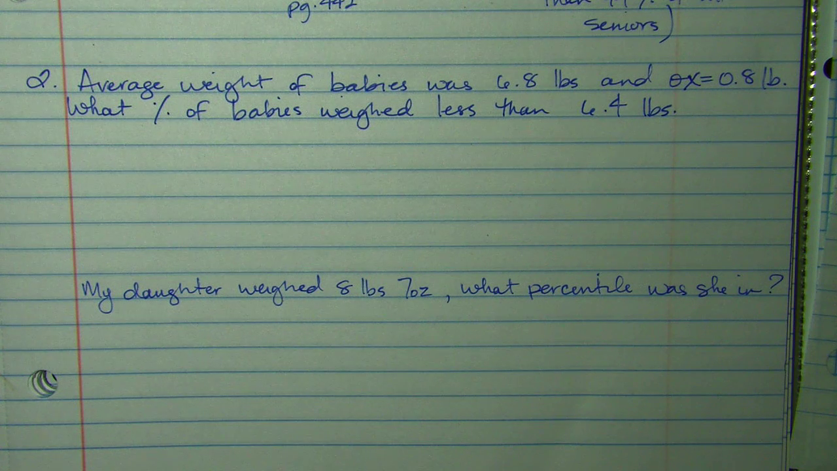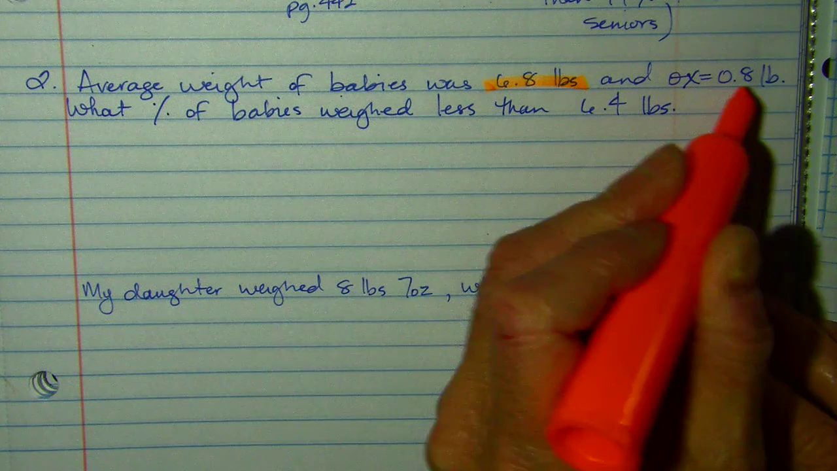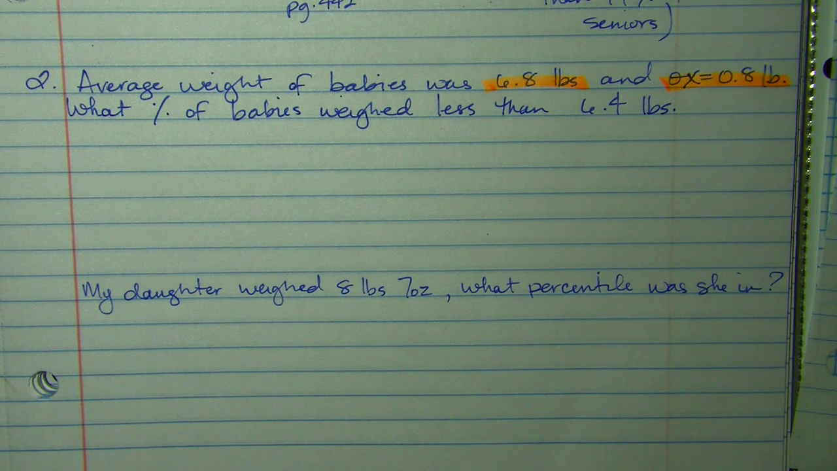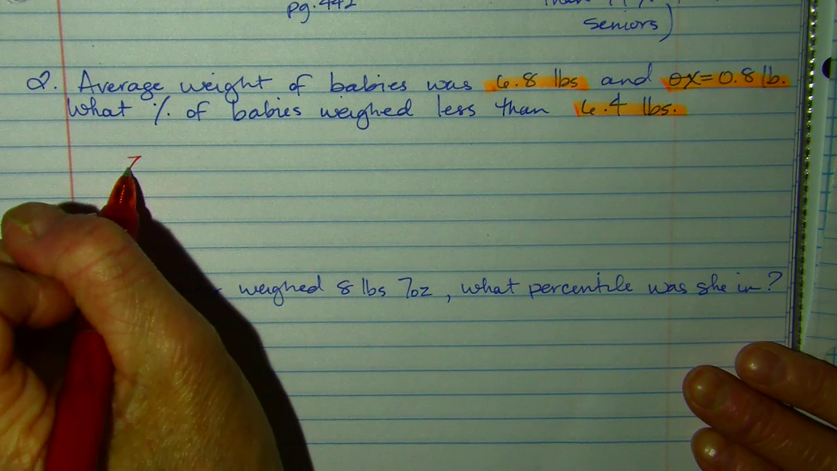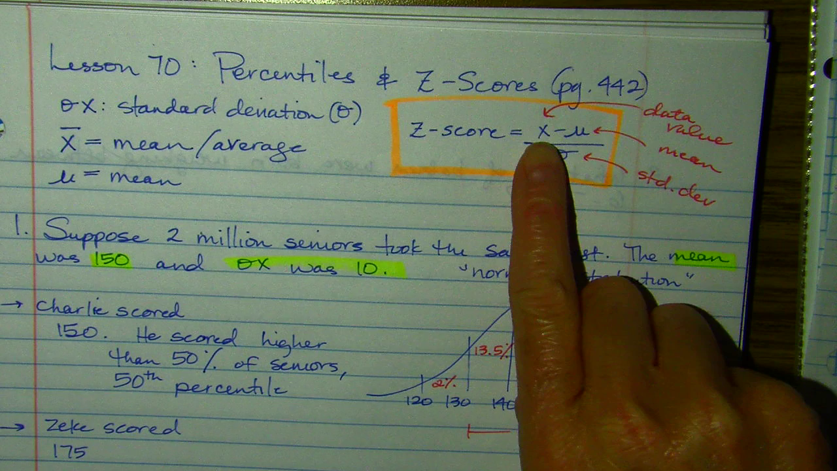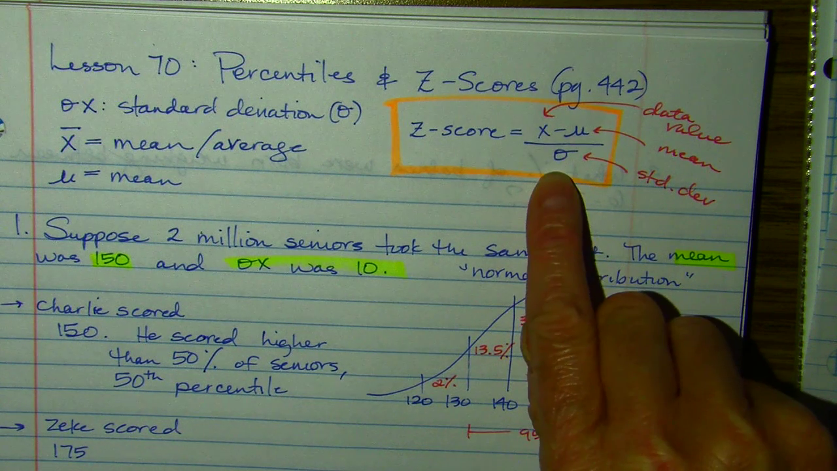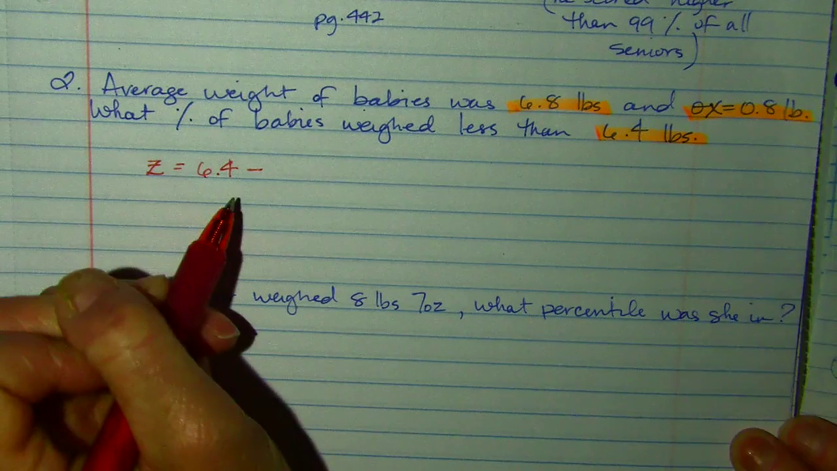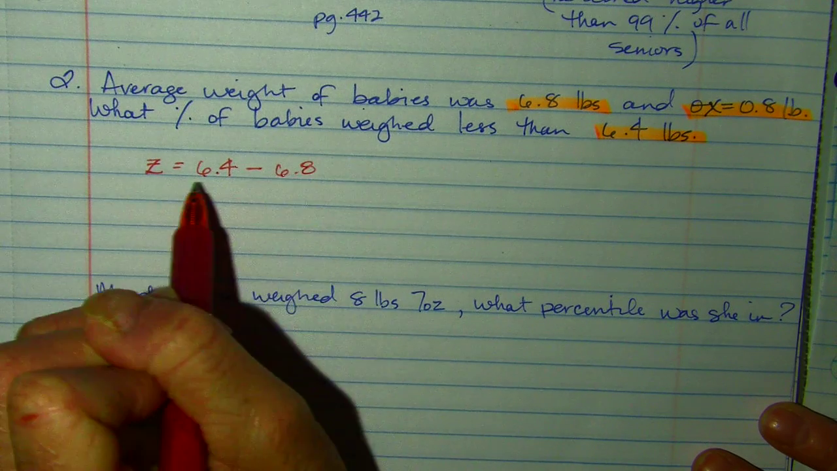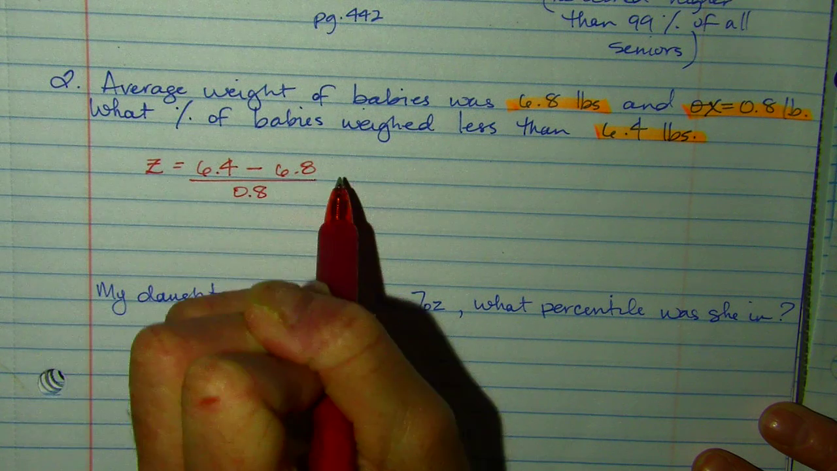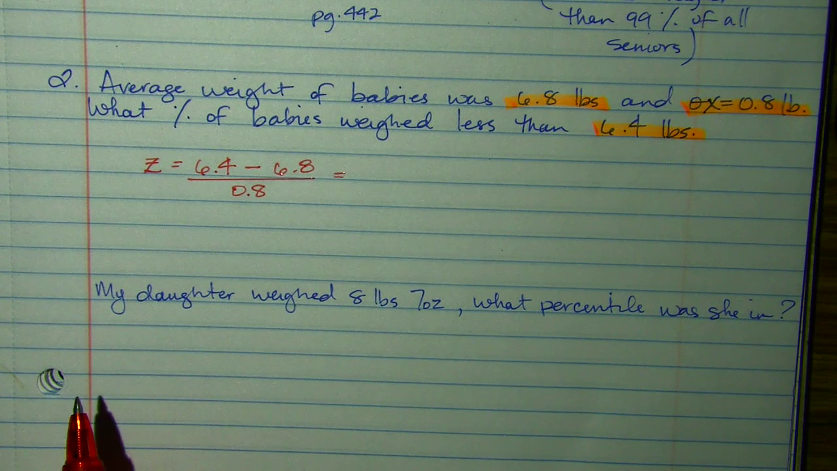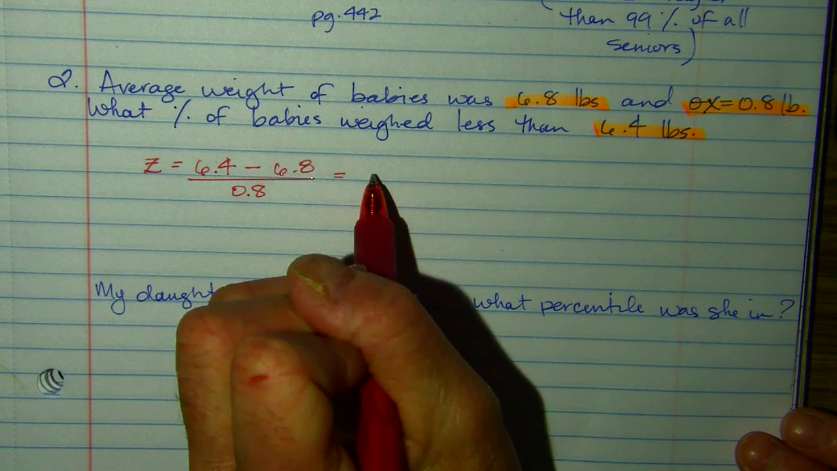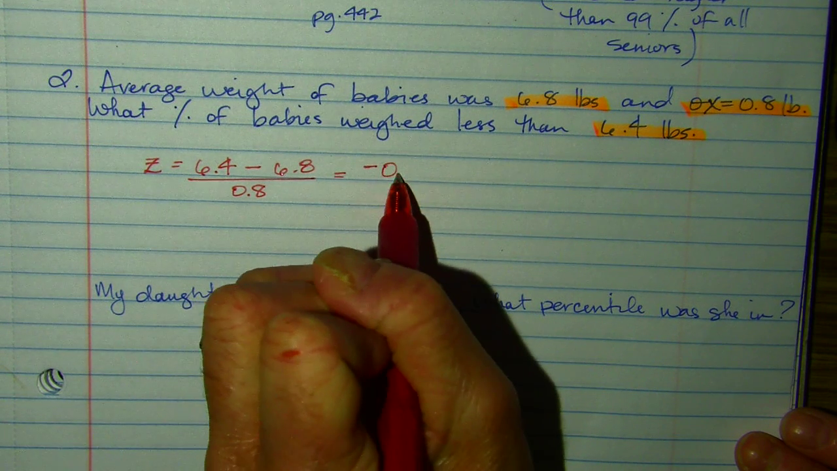So the average weight of babies was 6.8 pounds. Standard deviation, that's what the symbol is, 0.8 pounds. What percentage of babies weighed less than 6.4? All right, so I'm going to do my Z-score. Remember, I gave you the formula. It's our data minus the mean divided by the standard deviation. So our data is 6.4 minus the mean divided by the standard deviation. And so I get, if I enter that, 6.4 minus 6.8 divided by 0.8, I got negative 0.5.